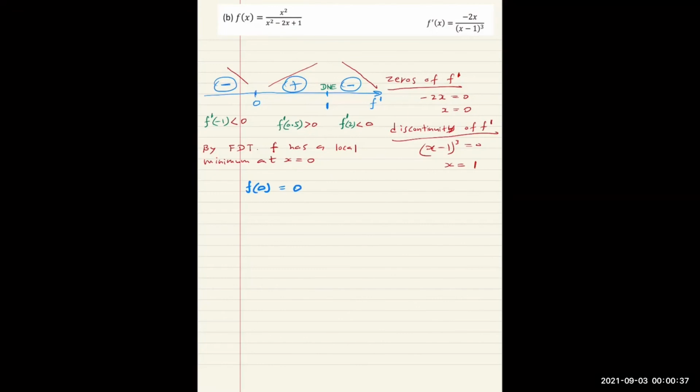Okay, next thing I want to figure out is, am I going to have any horizontal asymptotes in this case? Clearly, yes, right? If you look at this function, the degree of the top is equal to the degree of the bottom. So the horizontal asymptote is 1 over 1, right? The coefficient of x squared is 1. The coefficient of the x squared in the bottom is also 1.